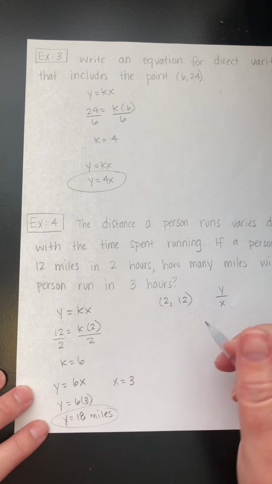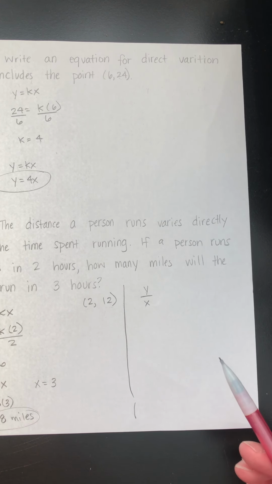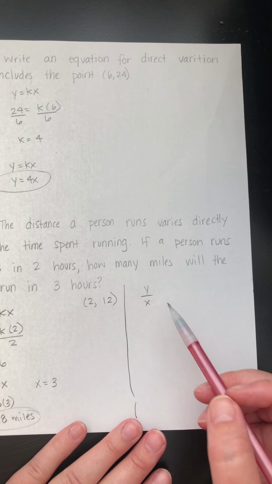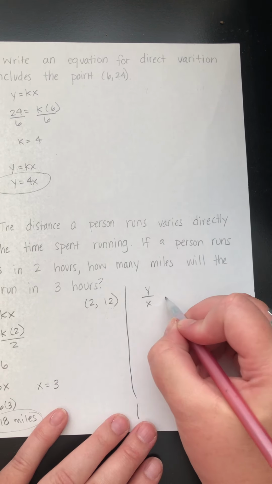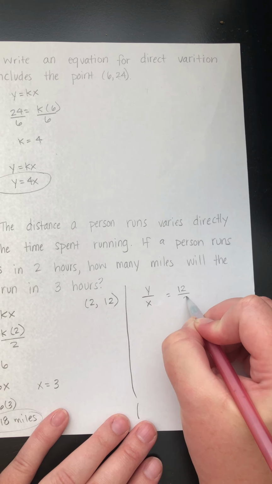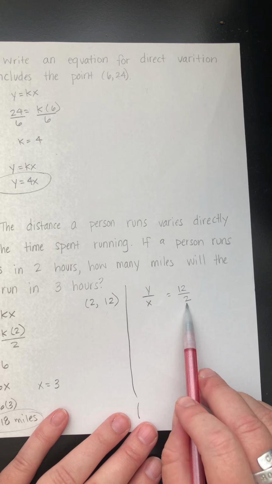Okay, so this is the first way to solve it. This is the second way to solve it, to write it as a ratio. So y over x. We know what y is. It's 12. X is 2. Okay, so we have 12 over 2.